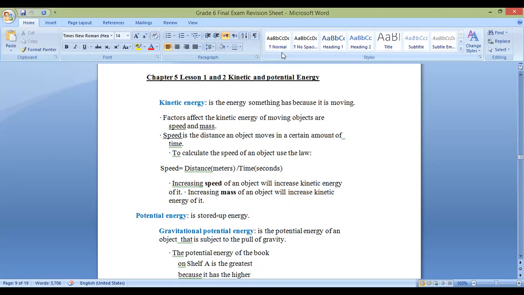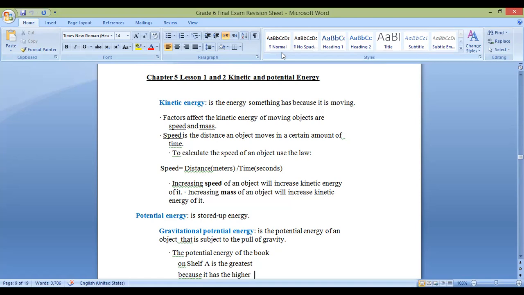So when I leave this ball to move down, this stored energy in the ball will be converted to energy of movement, which is the kinetic energy. So potential energy is stored up energy, while kinetic energy is the energy of motion, or the energy something has because it is moving.